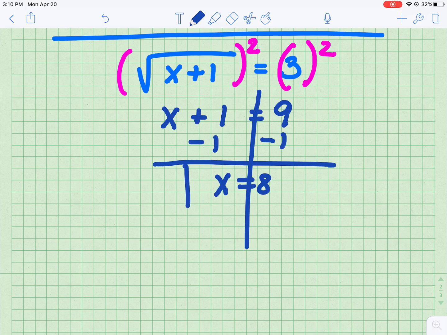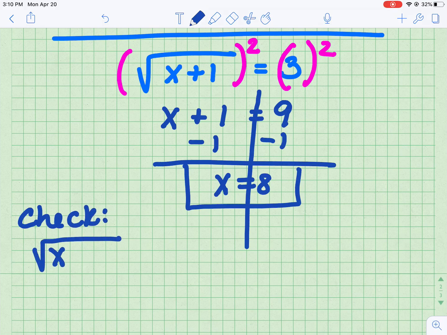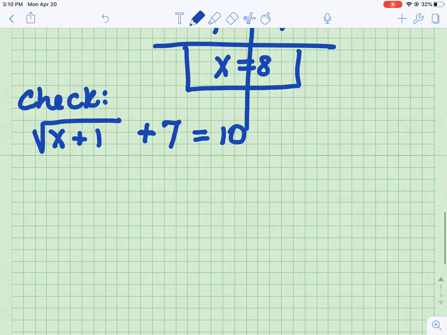That's great. x equals 8, maybe. We have to check it. So we go back all the way to the original problem from the very beginning. The original problem was the square root of x plus 1, plus 7 on the outside, equals 10. Now I'm asking, is 8 the right answer? So I'm going to put 8 in there for the x because that's what we think. When we solved this algebraically, we said, well, we think algebraically that x equals 8. So let's see if that's true.